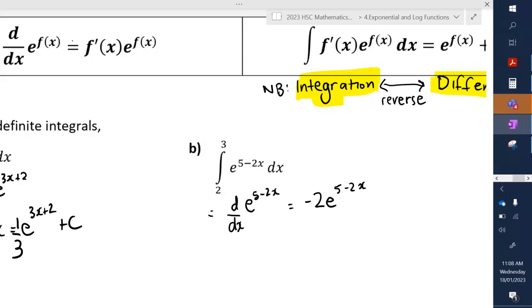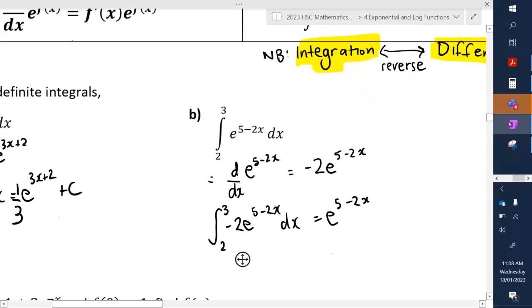I just want to talk about what we've got. So when I differentiate this side, I get that side. So if I integrate this side, I'm going to get that side. So I'm going to do that. I'm going to write the integral of -2e to the 5 minus 2x with respect to x is going to be this side here, e to the 5 minus 2x. Now remember that that -2 that I've got there, I can leave that there, but if you like, you can also pull it out the front because it's a constant, and you might prefer to do that.